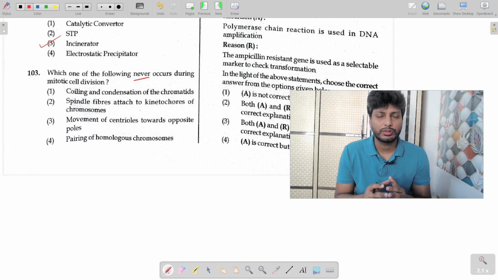Option number 4 is saying pairing of homologous chromosomes. Is this observed in mitosis, dear students? Think about it. The answer is no, because in mitosis there is no pairing of chromosomes. Where does pairing of chromosomes occur? That happens in meiosis, because if you recollect, dear students, meiosis is divided into two stages, that is meiosis 1 and meiosis 2, right? And majorly in meiosis 1, especially during prophase 1, which is the longest phase of meiosis. Prophase 1 is further divided into leptotene, zygotene, pachytene, diplotene, and diakinesis.